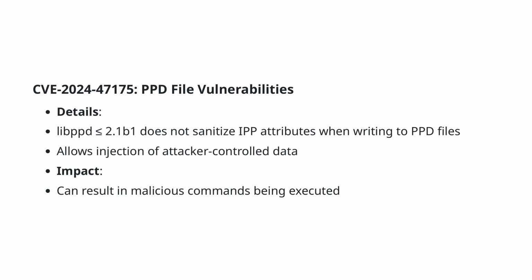CVE-2024-47175 relates to PPD file vulnerabilities in the libppd library versions up to 2.1b1. These versions fail to properly sanitize IPP attributes when writing to PPD files, which opens doors for data injection by attackers. This security lapse can lead to the execution of malicious commands. Essentially, it allows attackers to insert their own code into the vulnerable system through the unsanitized attributes, potentially compromising the entire system. It's a significant example of how important it is to ensure that all input data is properly sanitized before any processing or storage occurs.